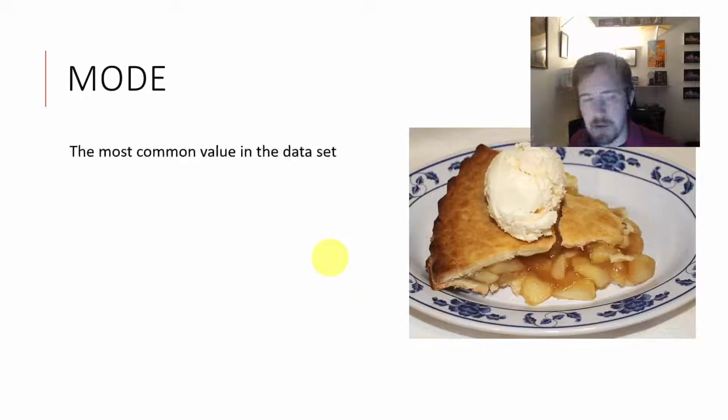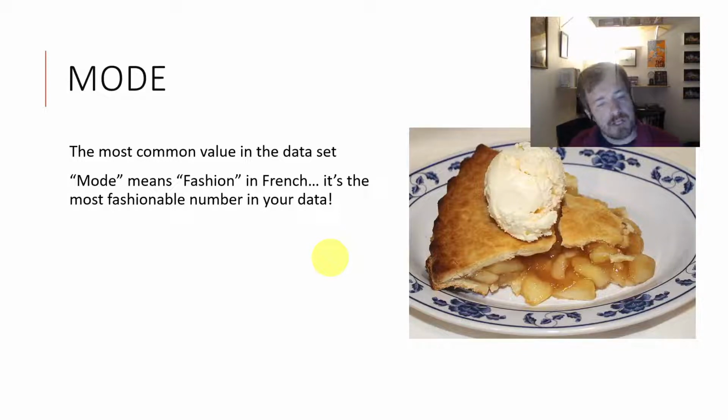All right, now let's talk about mode. So mode is the most common value in the data set. The reason why it is called mode is because it means fashion in French. So another way to think about this is that the mode is the number that everybody wants. Everybody's using it.